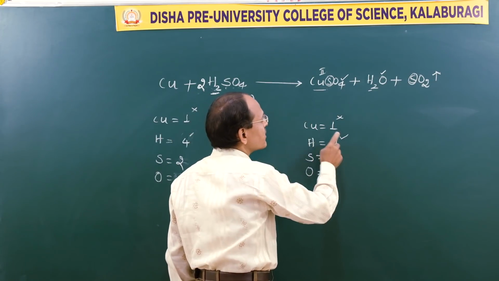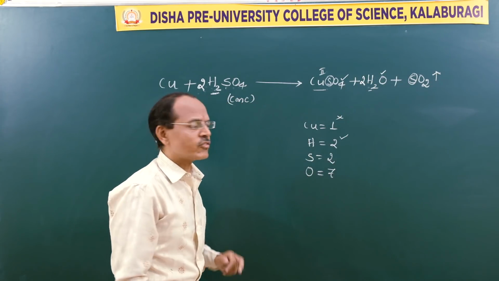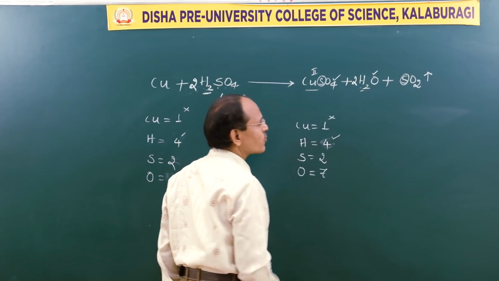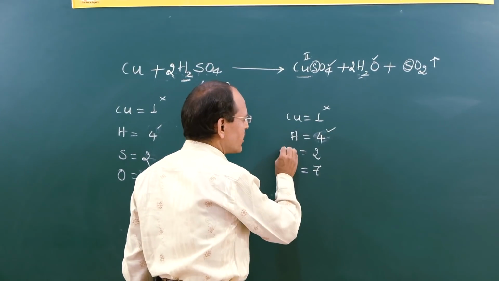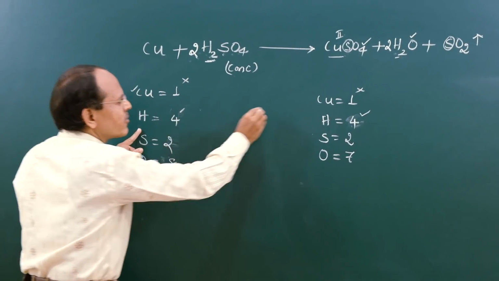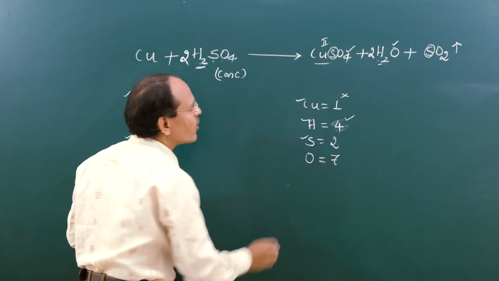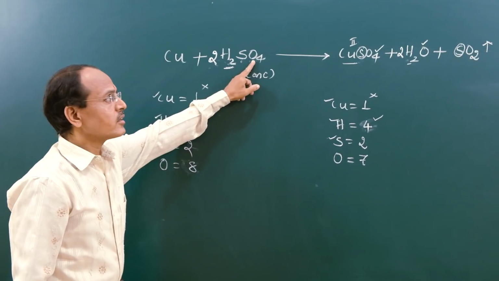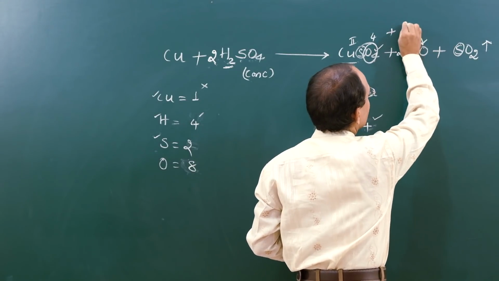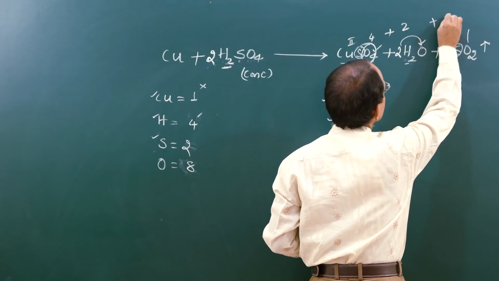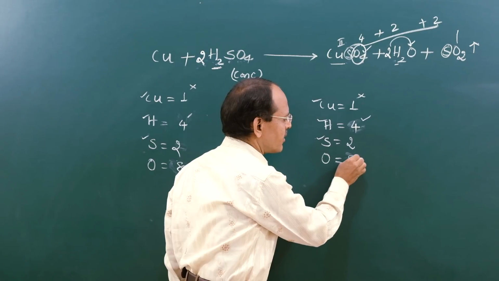Like that here, minimum 2 I want to balance the hydrogen, so now hydrogen becomes 4. Sulfur is no doubt balanced. Now copper is balanced, hydrogen is balanced, sulfur is also balanced. Then what about oxygen? Here 2 into 4 is 8, and here 4 plus 2 plus 2, which is nothing but 8.